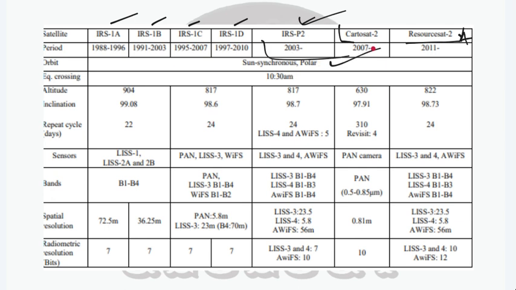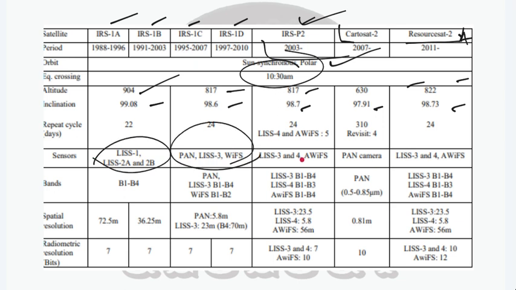So the orbit is sun synchronous, equatorial crossing 10:30. Now we can see the altitude. Okay, inclination is written here, everything. Sensors, here you can see the sensors. Okay, LISS-3, LISS-4, AWiFS, these are our important sensors. These are the sensors we are now using for remote sensing.